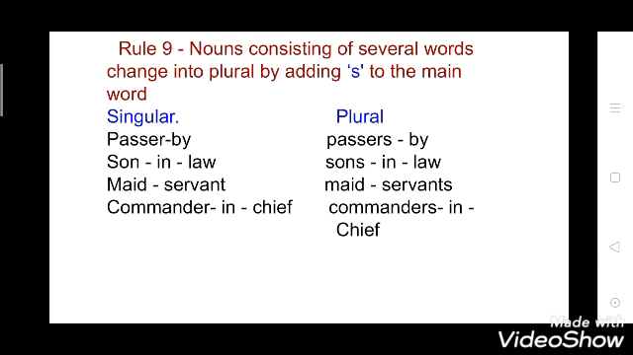Maid servant. In servant you will add S. Now see the last one, commander in chief. So here commander is the main word. You will add here S, then it will become plural form, commanders in chief.